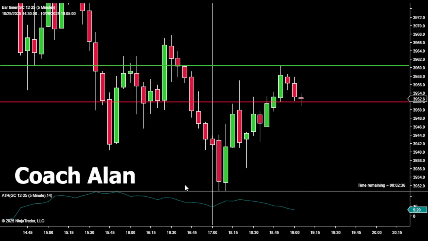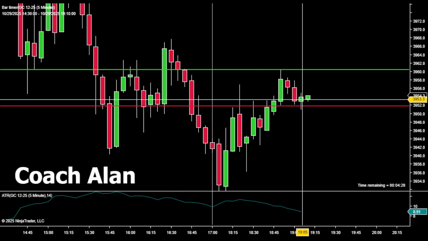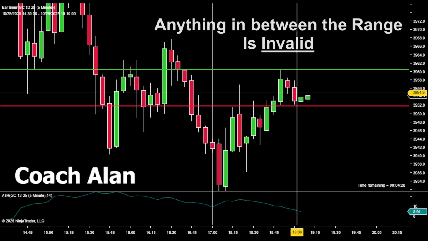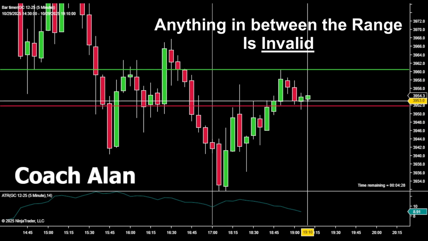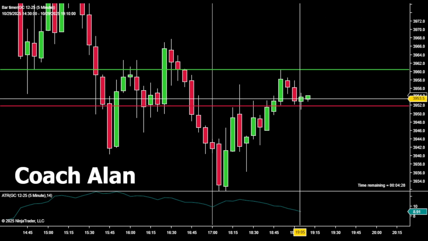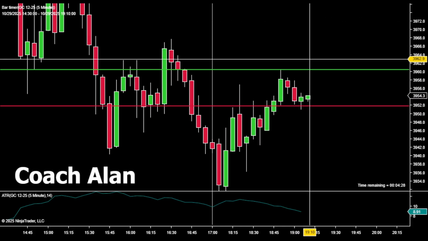I'm going to speed the time up a little bit. All right, this candlestick closed in the range, so that is invalid. We're not even going to worry about that. We're looking for bodies that are closing below the low or above the high.